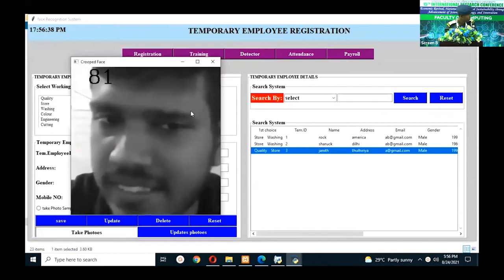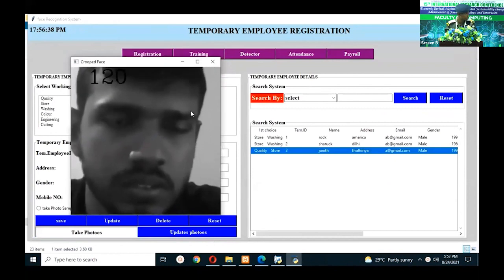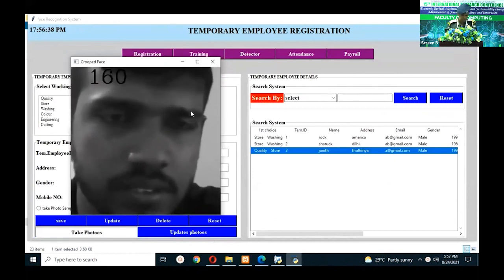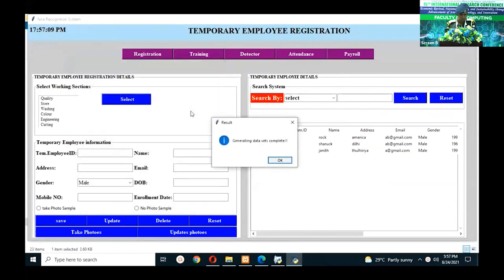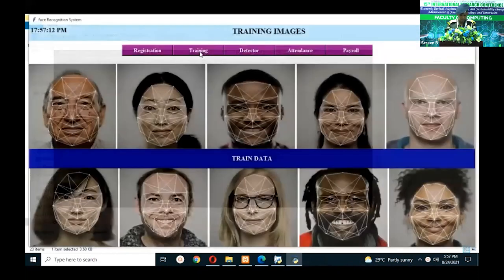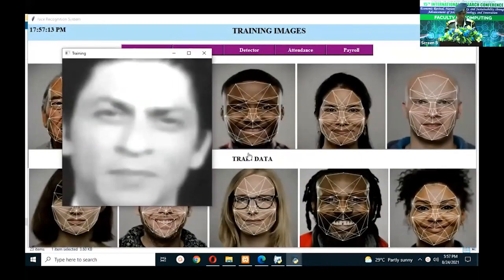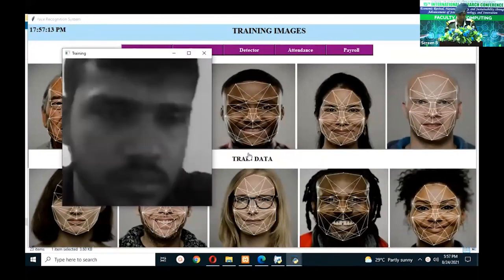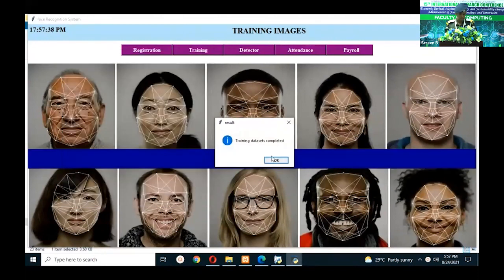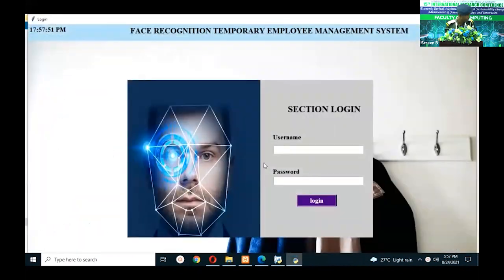I use the LBPH algorithm with 200 images for the best accuracy, and use gray color images. After the training, the system uses the LBPH and cascade algorithms for detecting features of the face.